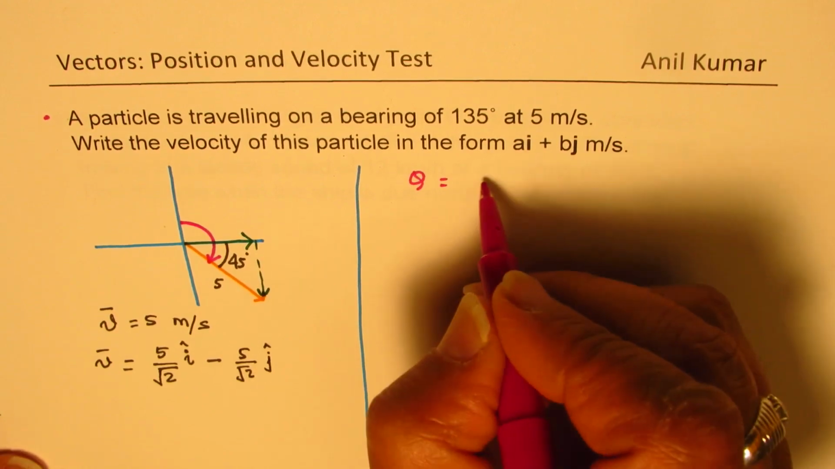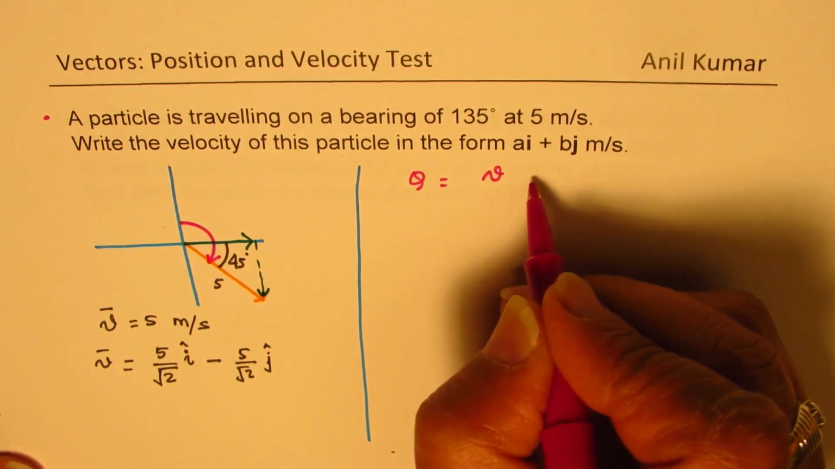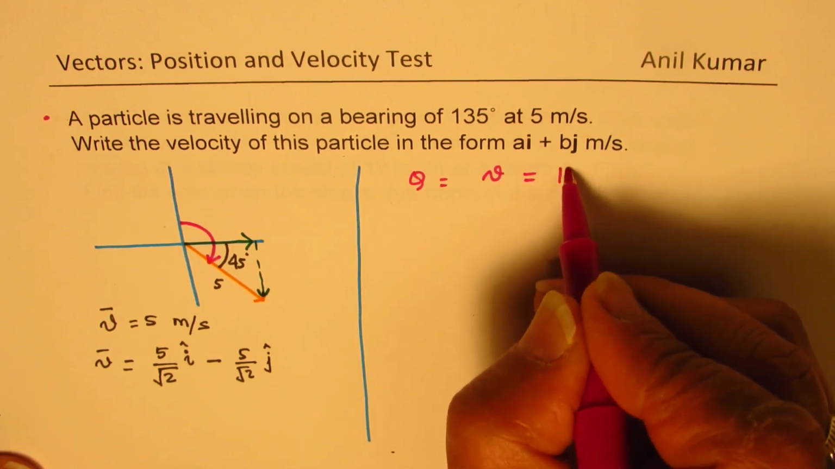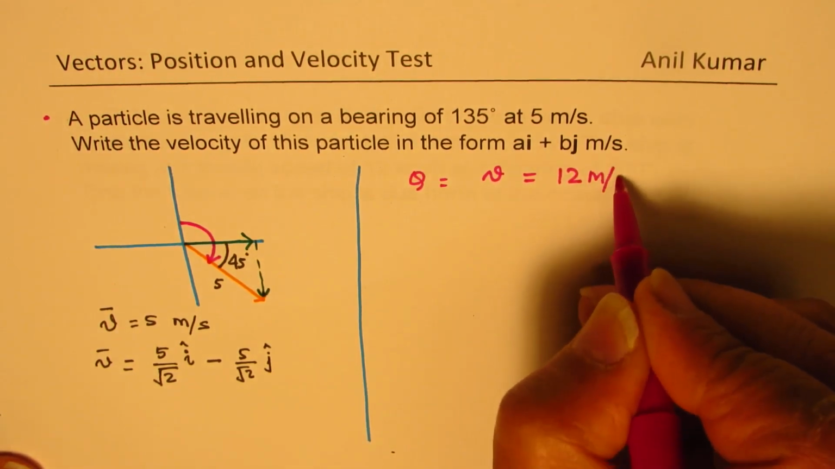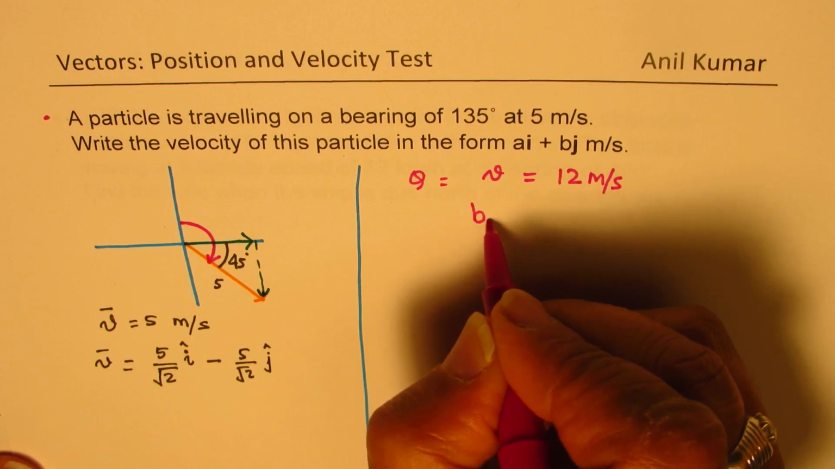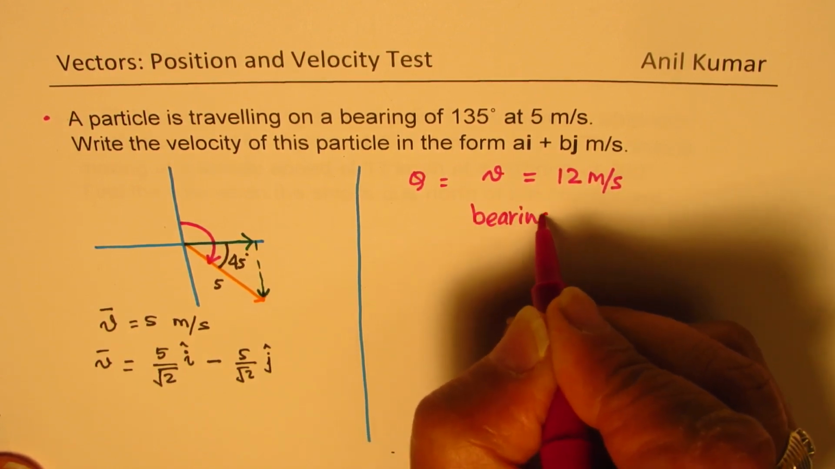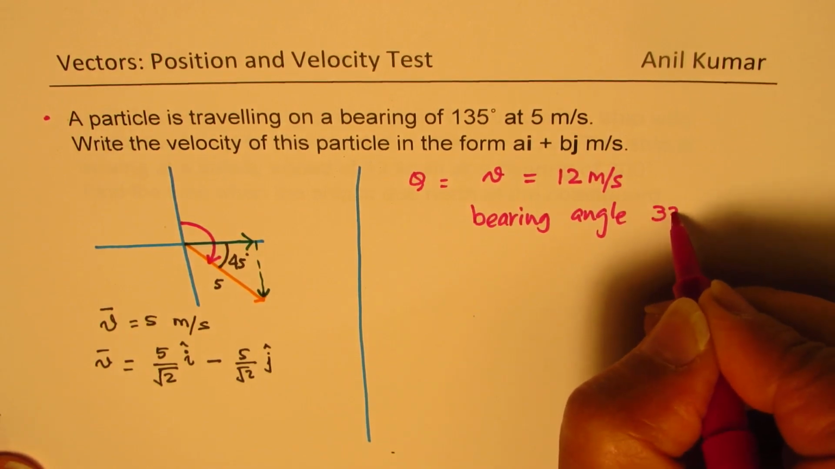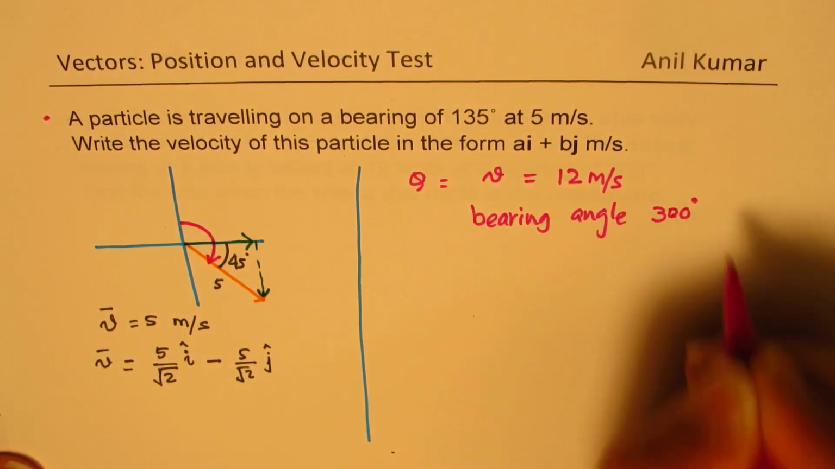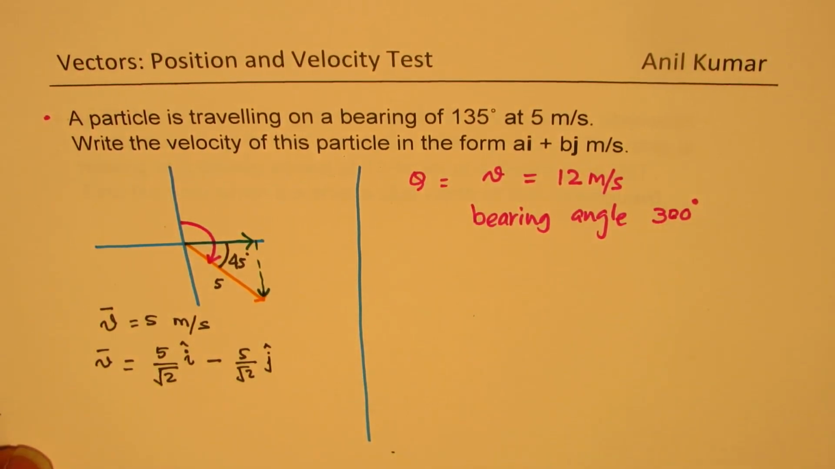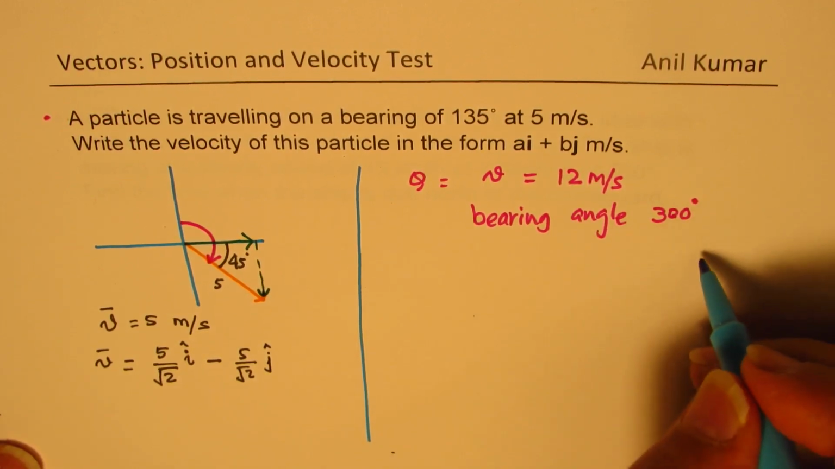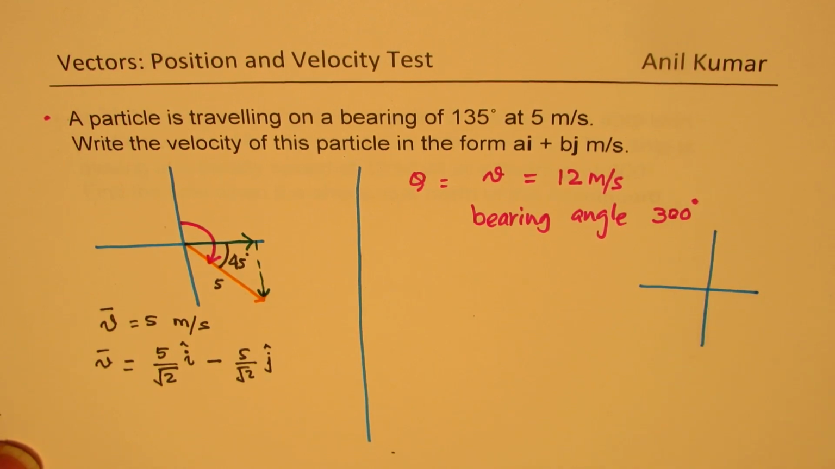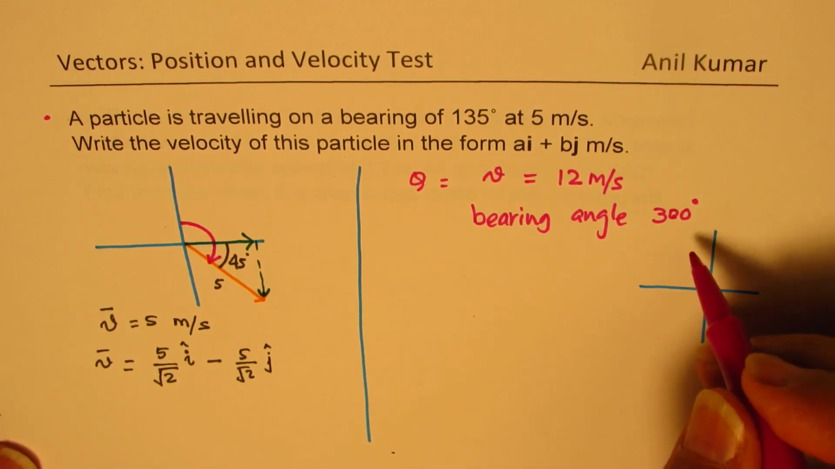So we now have velocity equal to, let's say, some value 12 meters per second, and a bearing angle of, let's say, 300 degrees, right? So if we have that situation, how are you going to do it? I'd like you to pause the video, solve this question, and then look into my suggestions.